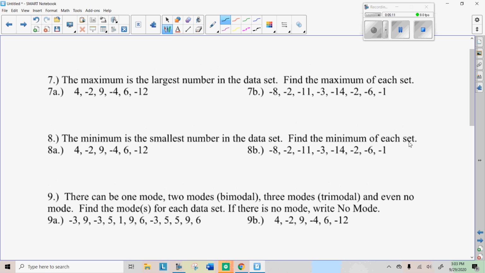Find the minimum. Do 7 and 8. Pause and find your answer. So if all these numbers were on a number line, you would pick the one for the maximum that's furthest to the right. And for the minimum, you would pick the one that's furthest to the left.